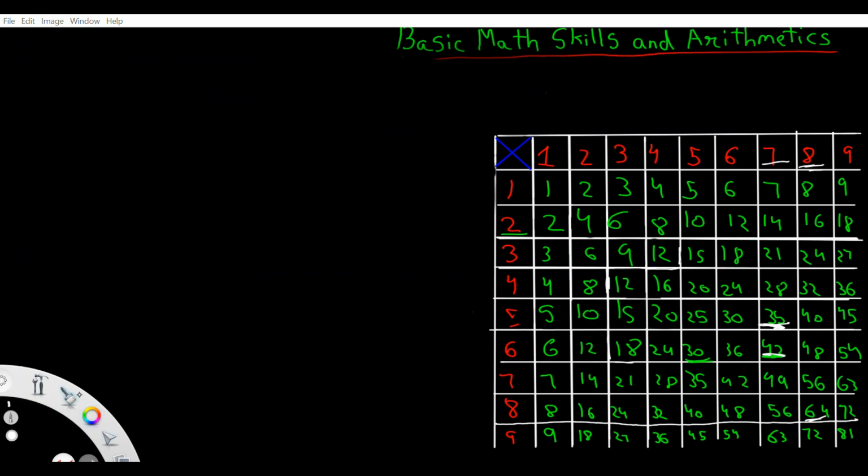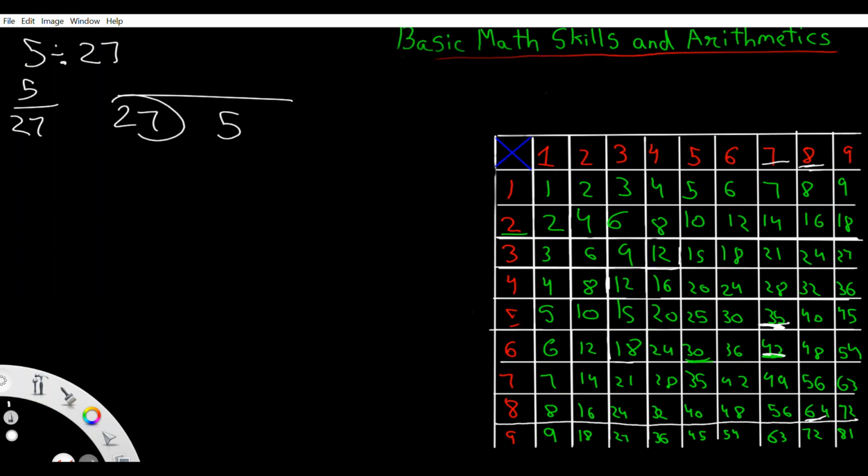Let's do another example before we conclude division. Let's say you want to divide 5 by 27. You write it like a fraction. What you do is you do long division, but this time the bigger value is outside. So what do we do now? There's no multiple of 27 that is bigger than 5. So what we do is we put a decimal here and a decimal here to make this 5 into 50.